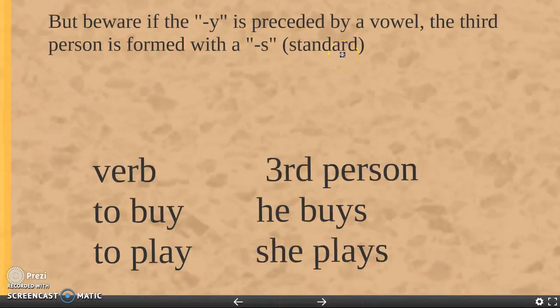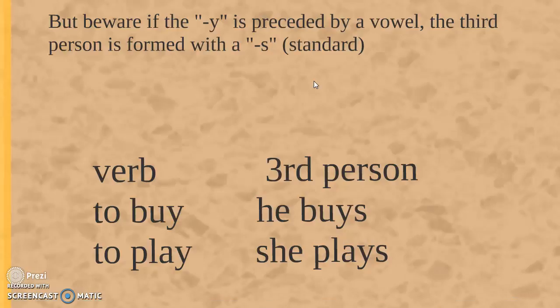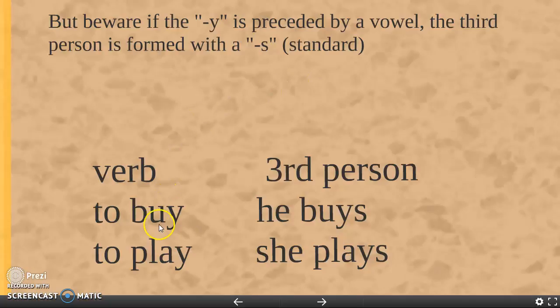But be careful. If there is a vowel before the Y, then the third person singular adds only one S, a standard way. Buy. It ends in Y, but there is a vowel before it, so we just add S. To buy, he buys. To play, she plays.